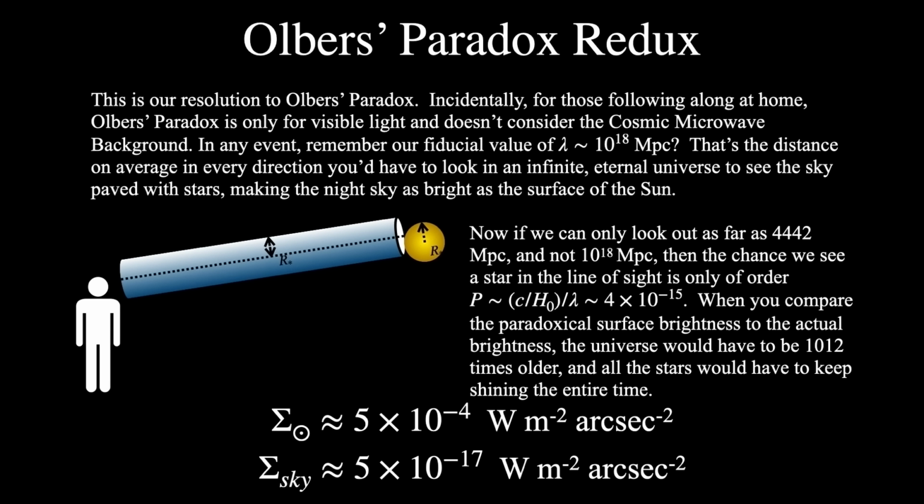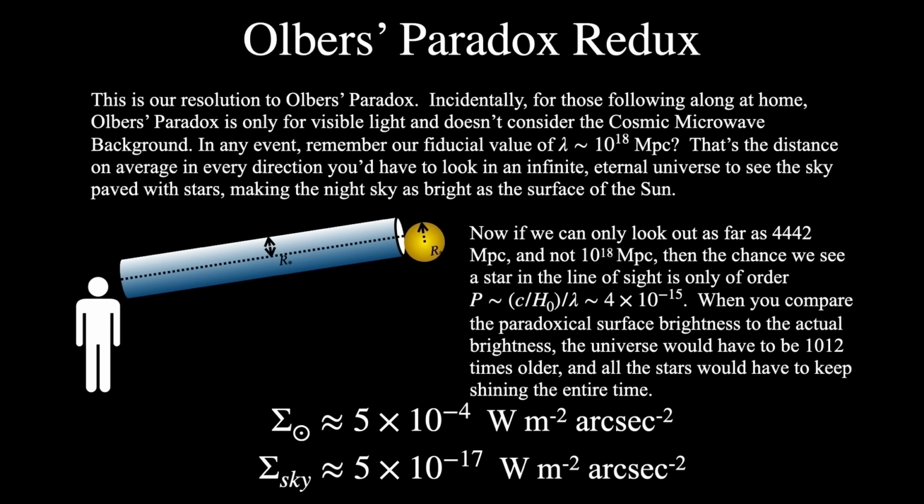So when you compare the surface brightness due to Olbers' paradox, which would be the surface of the sun, and what we actually see from starlight, the universe would have to be 10 to the 12th times older, and all the stars would have to keep shining the entire time. So this is a really important thing. We know that stars don't live to be trillions of years. We do not think of the universe as that old.